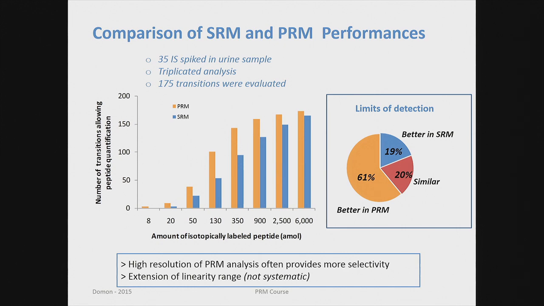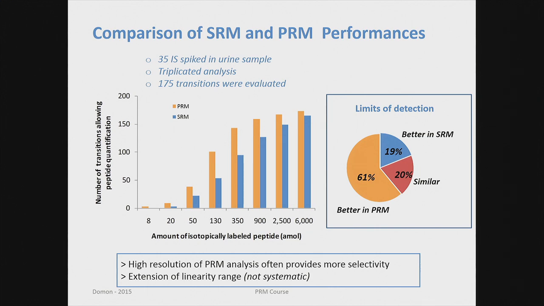The next point here is one of the early studies we did. We compared a number of peptides. So we had the synthetic peptide we put into a urine sample in that instance, and we basically compared the method PRM versus SRM. Same sample, same HPLC, same front end. So we just repeated the experiment on both platforms, and then we looked at 175 transitions.